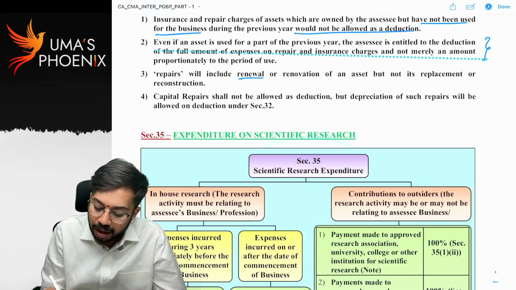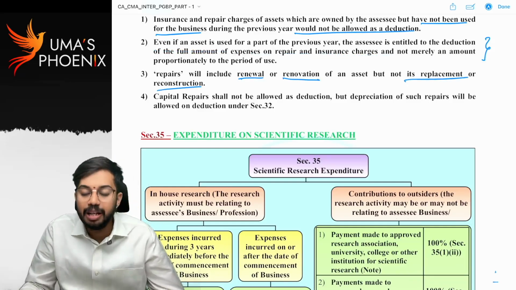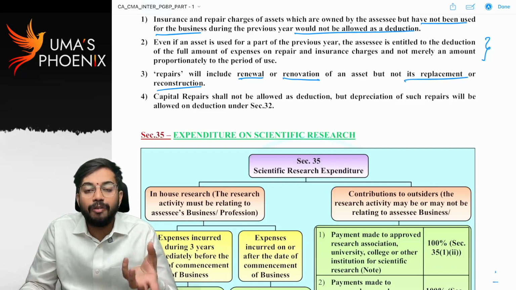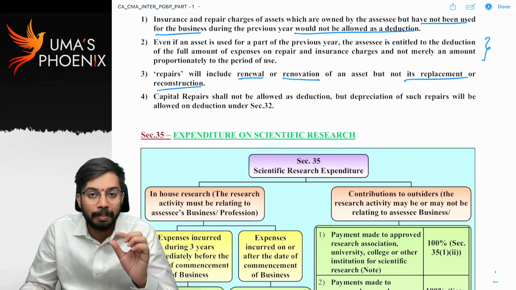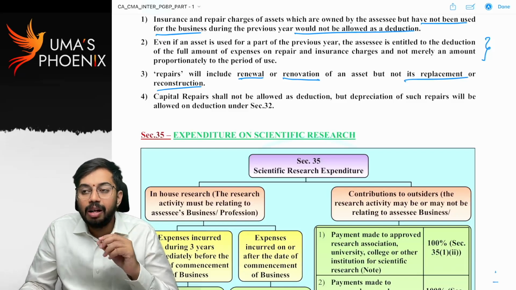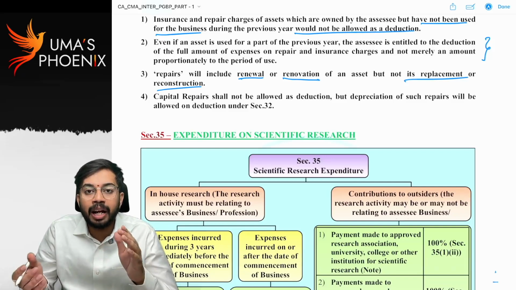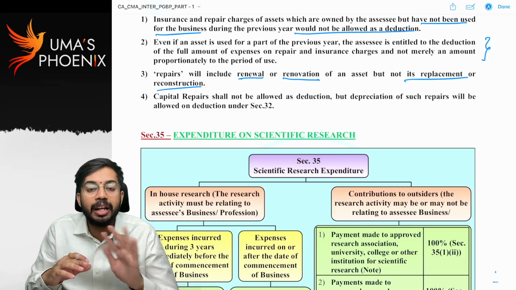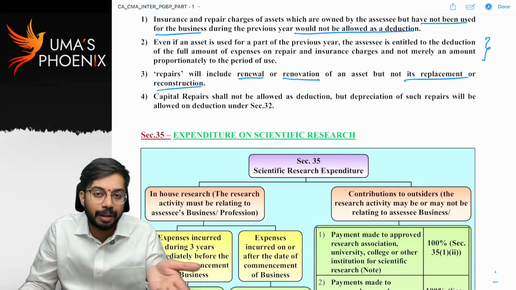Repairs will include renewal or renovation of an asset, but not its replacement or reconstruction. See, if any small parts are renewed, then whatever the repairs expenditure is, we call that revenue repairs expenditure, and that is allowed as deduction in P&L account. If the part is defective and the entire plant and machinery is replaced, replacement of plant and machinery cannot be considered as revenue repairs, it is capital repairs and it should be capitalized.